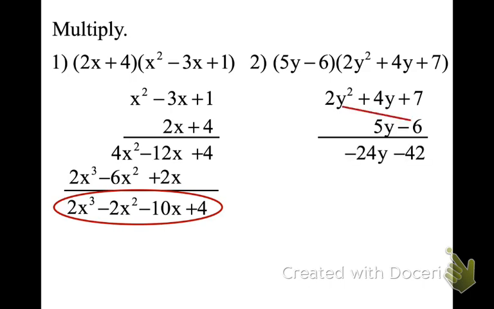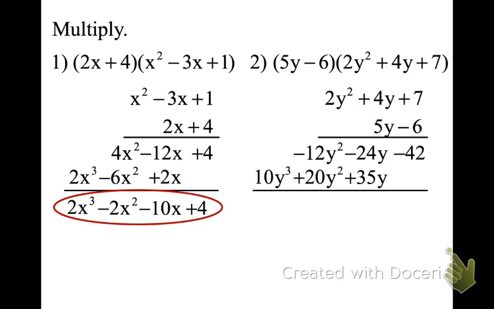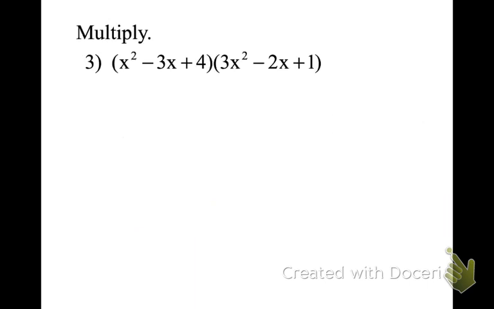So I'm going to multiply the 6. And you should have had negative 12y squared, negative 24y, negative 42. When we multiply 5, we should have had 10y cubed plus 20y squared plus 35y. And your final answer should have been 10y cubed plus 8y squared plus 11y minus 42. Now, I really don't do the vertical method unless I have 3 by 3 terms.